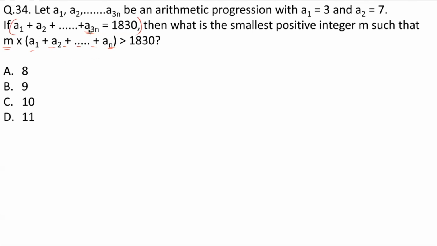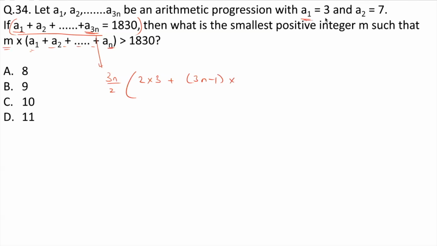This tells us the sum of the first three n terms of this AP is 1830. Sum of the first n terms is n by 2 into 2a plus n minus 1 into d. So for the first 3n terms, the sum will be 3n by 2 into 2a plus 3n minus 1 into d. A is the first term here, 3. D here is the common difference.